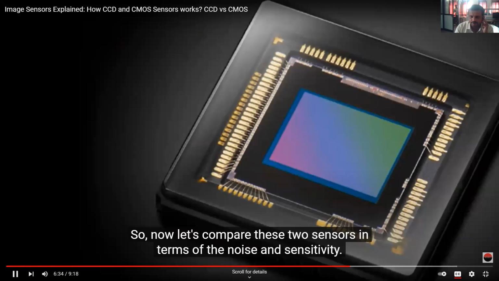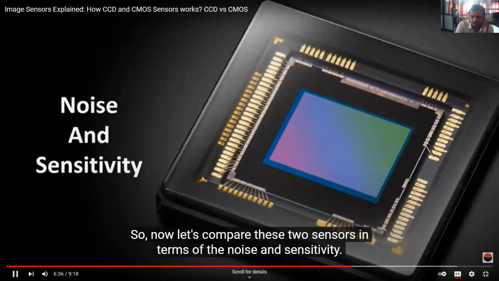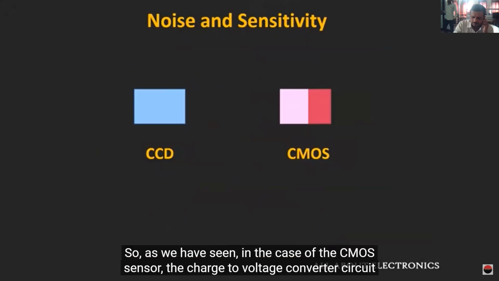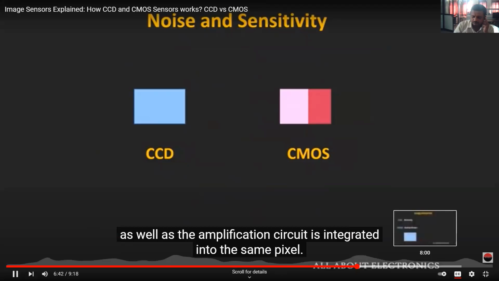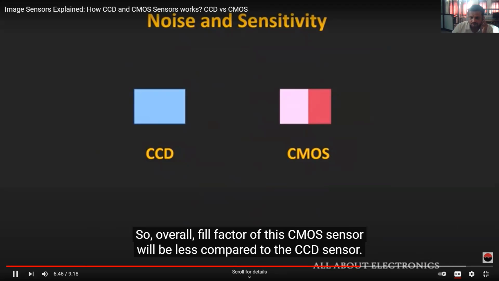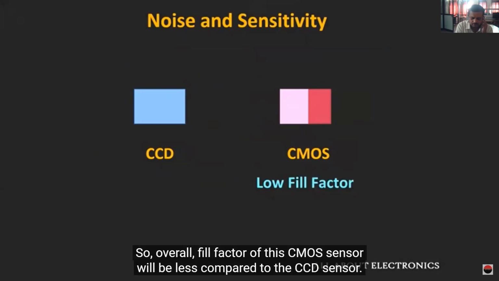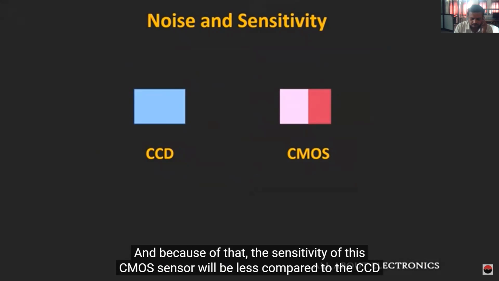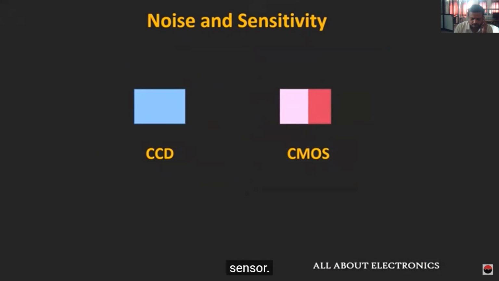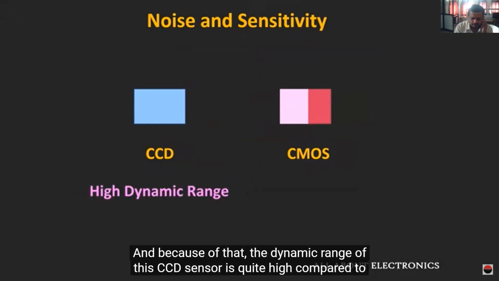Now let us compare these two sensors in terms of noise and sensitivity. As we have seen, in the case of the CMOS sensor, the charge to voltage converter circuit as well as the amplification circuit is integrated in the same pixel. So the overall fill factor of the CMOS sensor will be less compared to the CCD sensor. And because of that, the sensitivity of the CMOS sensor will be less compared to the CCD sensor. And because of that, the dynamic range of the CCD sensor is quite high compared to the CMOS sensor.